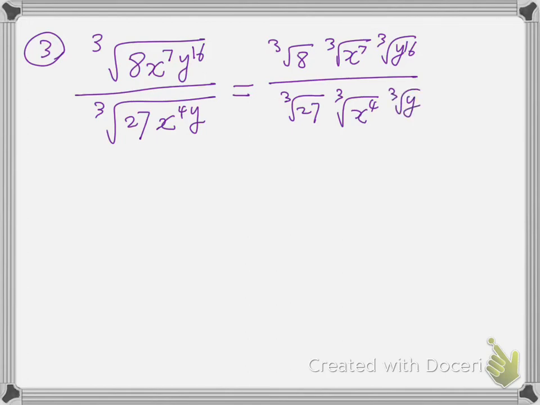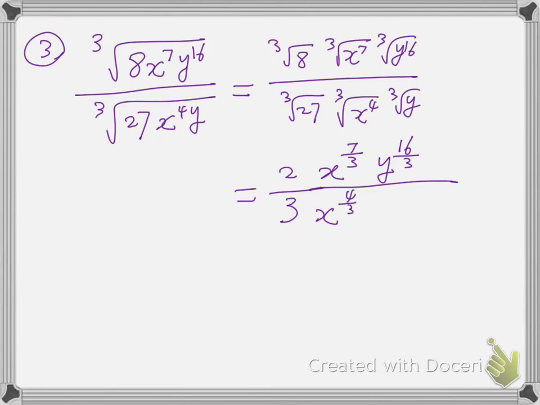Now the cube root of 8 is 2, the cube root of 27 is 3, right? And then we use rational powers for the letters. So x is 7 over 3 because it's a cube root, y is 16 over 3. And then on the bottom, x is 4 over 3, y is 1 over 3.